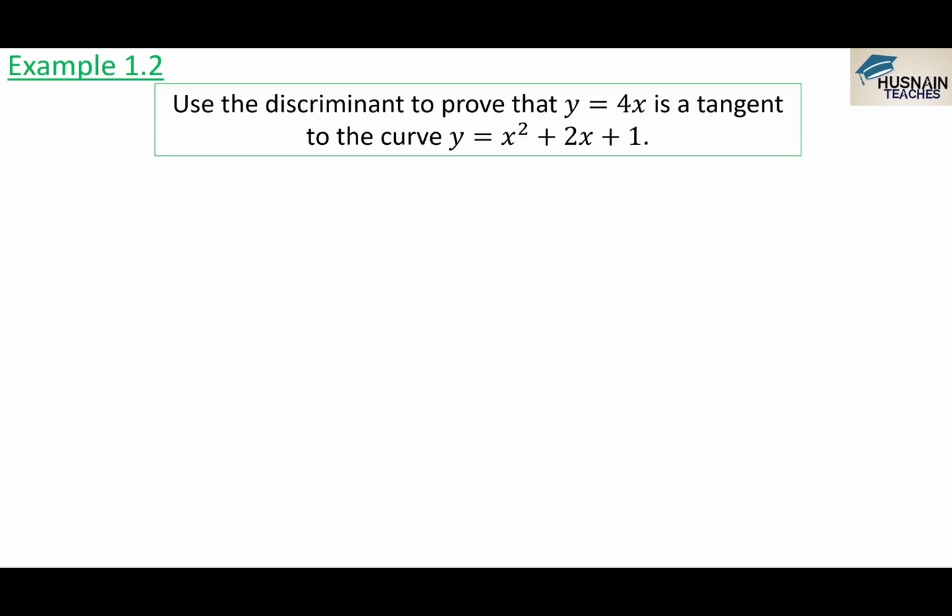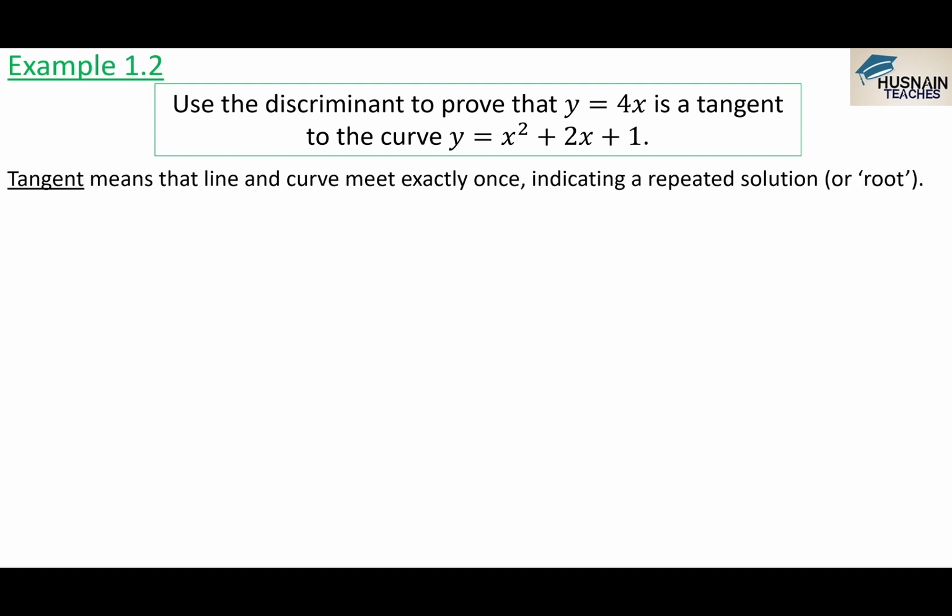Let's have a look at another example. This one's going to be a little bit tougher, and this one's going to be making use of what we've just learned in the previous section. Use the discriminant to prove that y equals 4x is a tangent to the curve y equals x squared plus 2x plus 1. They've used the word tangent, and what they're implying here is that the line and the curve meet exactly once, and this indicates a repeated solution or a root.